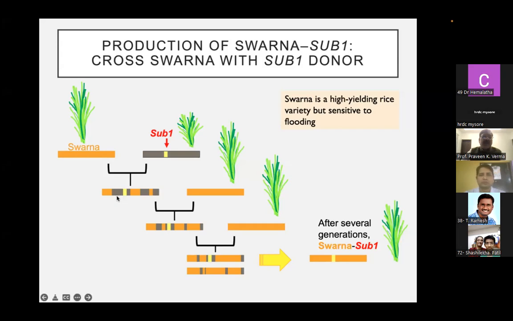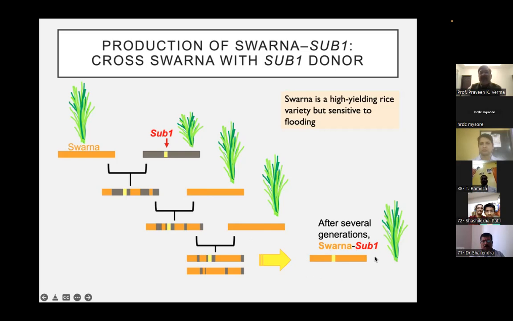Okay, no problem. So the variety which has this yellow color is the one where the sub-1 trait is there. Then you go for back crossing, because you want to keep most of the characters of Swarna and only integrate sub-1 into Swarna. So you go for back crossing with the recipient variety all the times. After about 7 to 10 generations of back crossing, you will find that almost 80-90% of the genome is just like Swarna, and it has the sub-1 trait. I am giving this just as an example of how this is going to help.